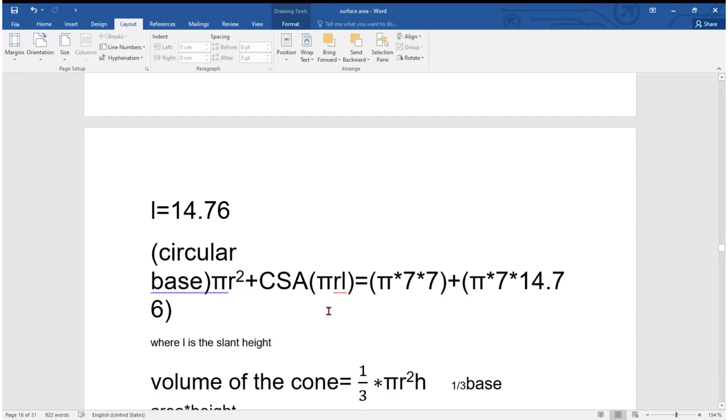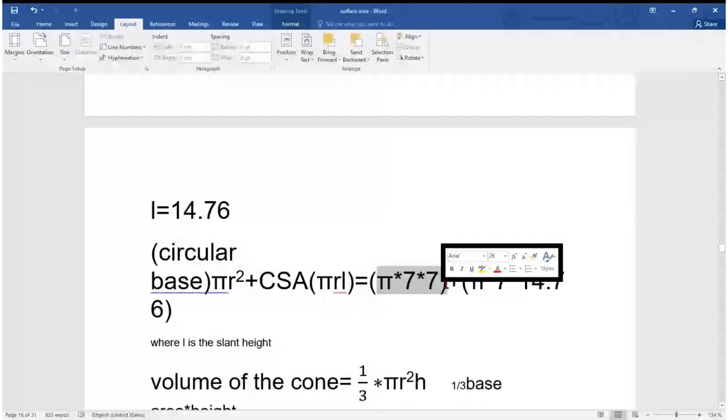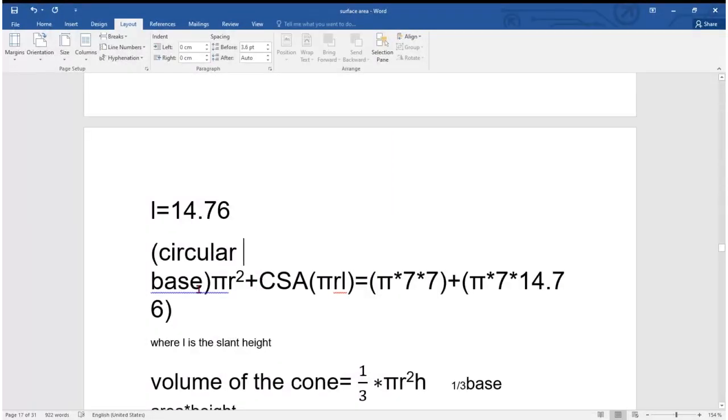Now, some of the cones, like the ones that are used in birthday parties, don't have the circular part. It is open. That is, it is not closed. The ones that we use in birthday parties, or for example in football training, are open. Okay, but for a closed cone, this is what you use: circular base plus curved surface area. If it is an open cone and does not have the circular base, you just require to find the curved surface area. That is pi times r times l.